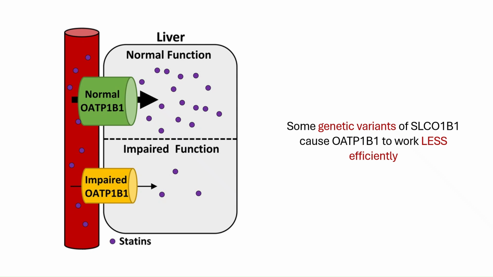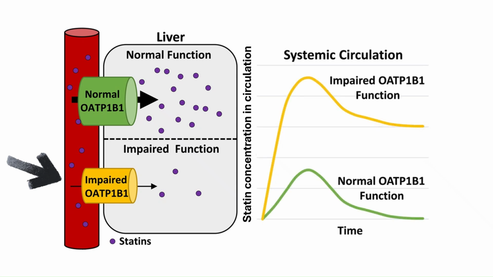However, in individuals with certain genetic variants of SLCO1B1, the transporter doesn't work as efficiently. This means less statin is taken up by the liver, and more remains in the circulation. The result? Higher levels of statins in the blood, which increase exposure to muscle tissue, and in turn, increases the risk of statin-associated muscle symptoms.